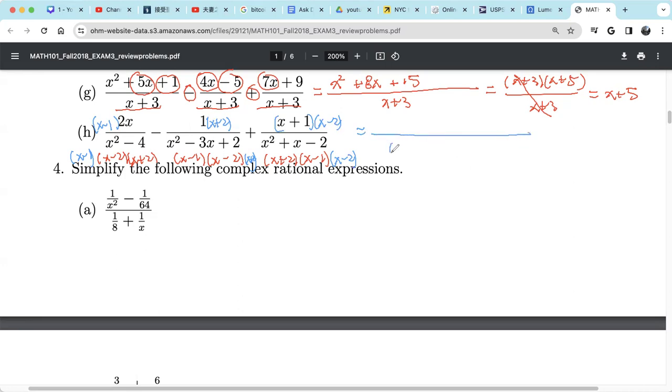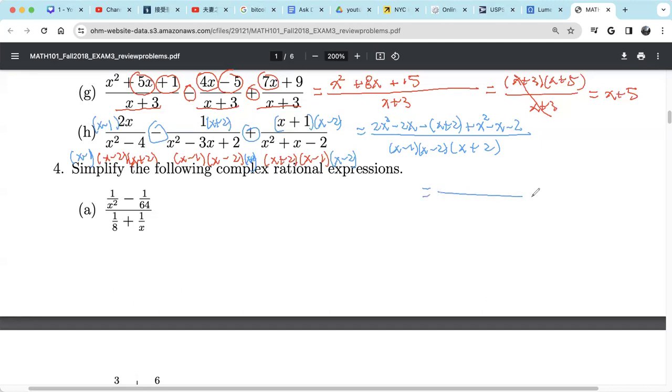I only have to write it once. X minus 1, x minus 2, and x plus 2. The numerator, I have x minus 1 times 2x. I get 2x squared. Minus 1 times 2x is a minus 2x. Then minus 1 times x plus 2, just x plus 2. Then plus x plus 1 times x minus 2, that's x squared minus x minus 2.